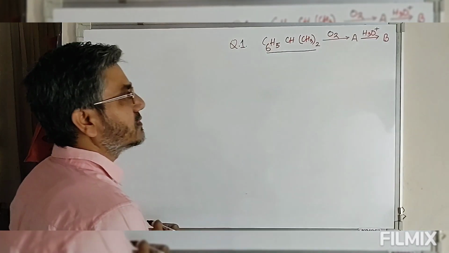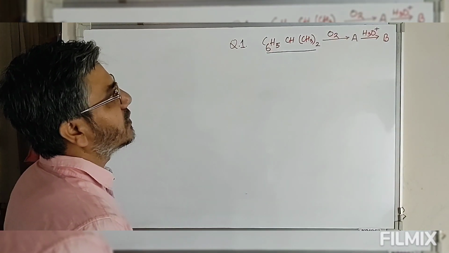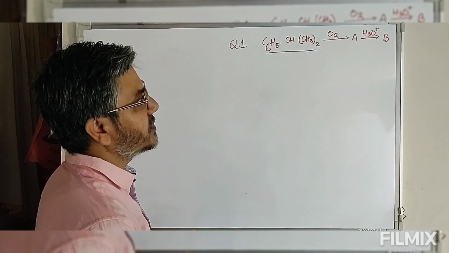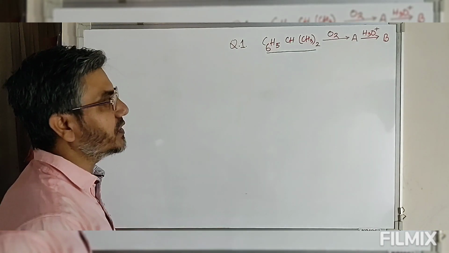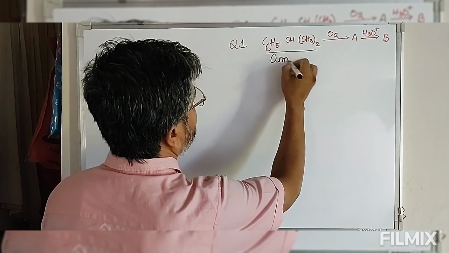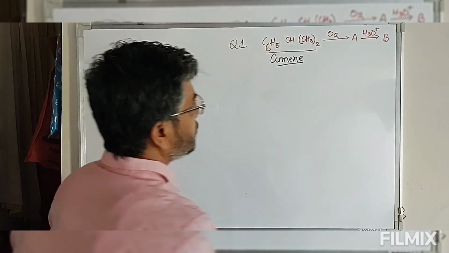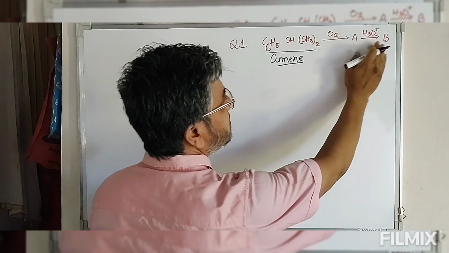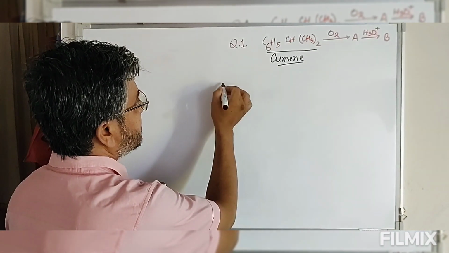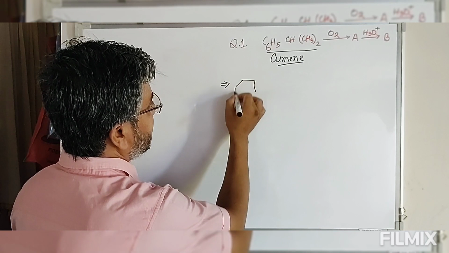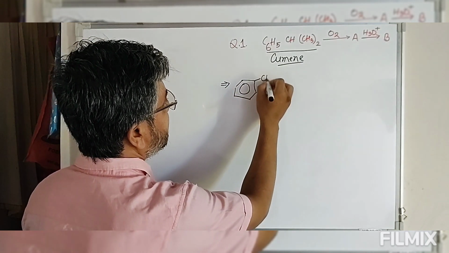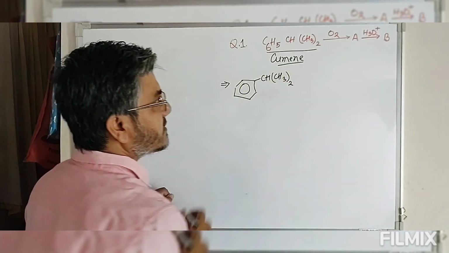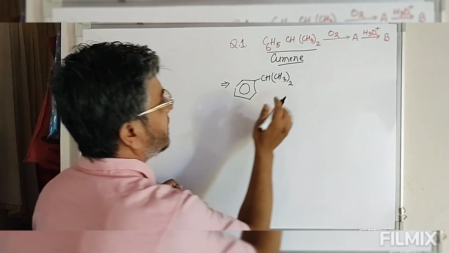This compound is one of the very important reactions for the preparation of phenols, and that method of preparation is known as preparation from cumene. So this compound is known as cumene. So cumene on reaction with oxygen gives you A, on acidification gives you B. So we started with this compound cumene, C6H5CH(CH3)2. This is our starting compound cumene.